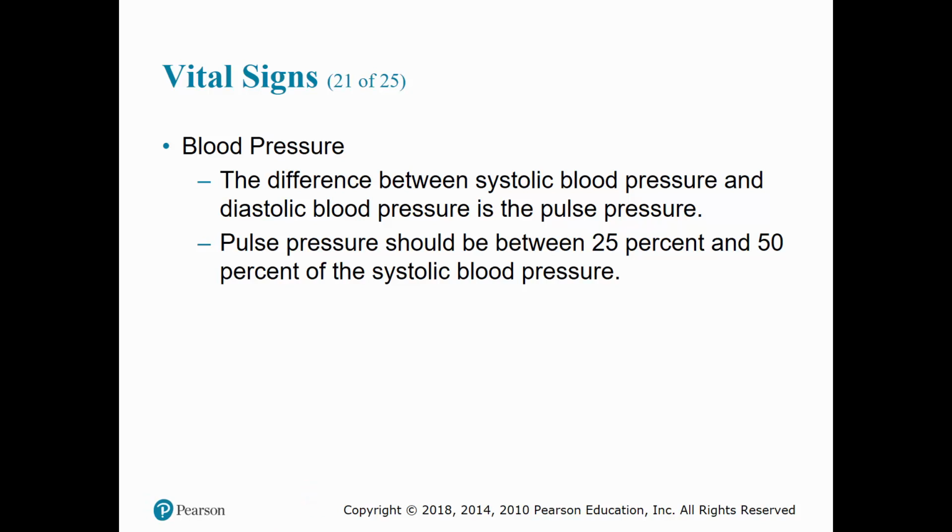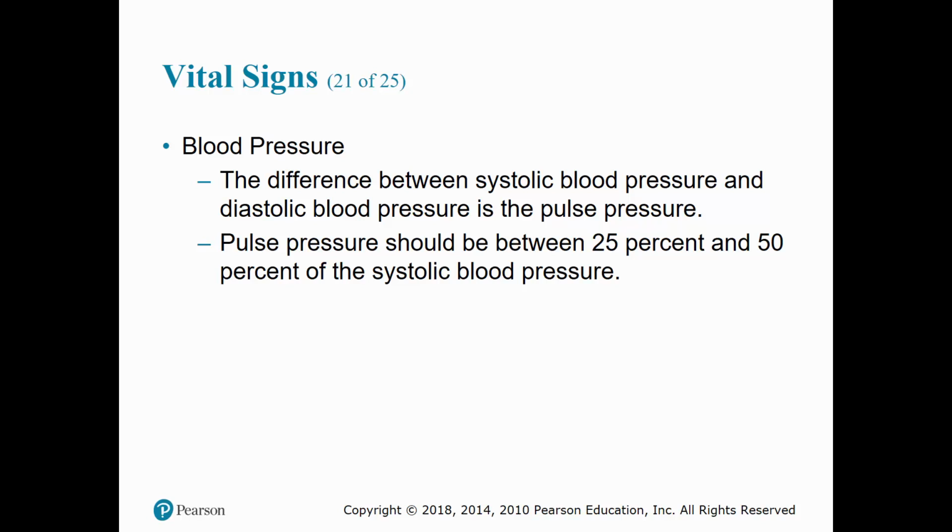Pulse pressure, this is the difference between a patient's systolic pressure and diastolic pressure. This should be between 25 and 50% of the systolic blood pressure. For example, if their blood pressure is 124 over 80, the pulse pressure would be 44, because 124 minus 80 equals 44. So if the pulse pressure is less than 25% of the systolic blood pressure, it would be considered a narrow pulse. If the pulse pressure is greater than 50% of the systolic blood pressure, it would be considered a widened pulse pressure.